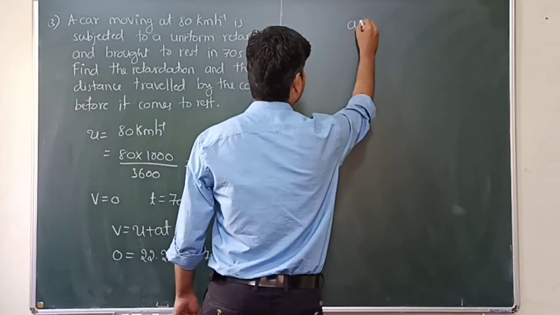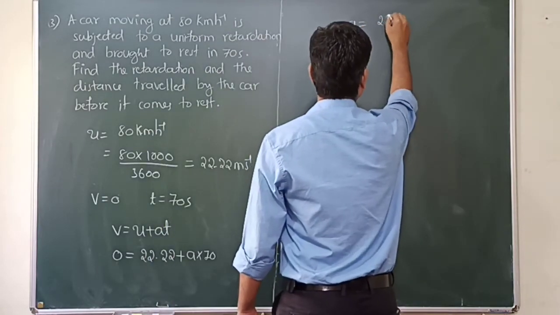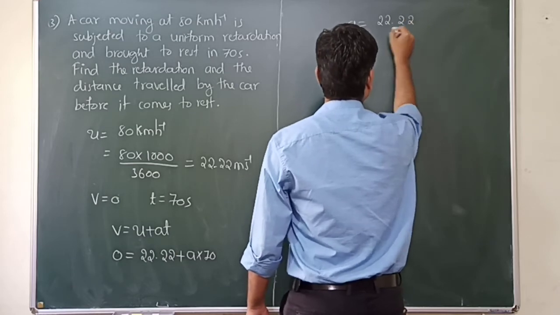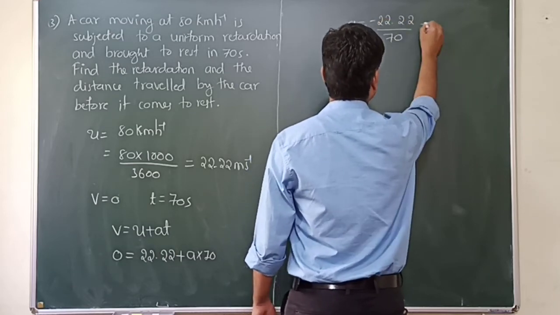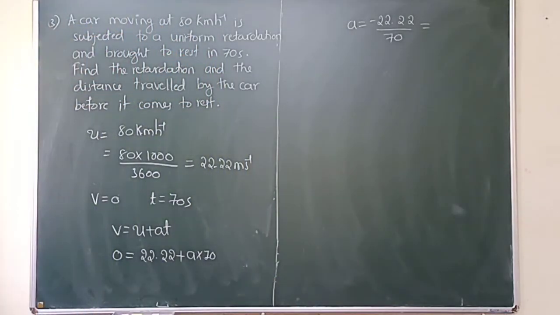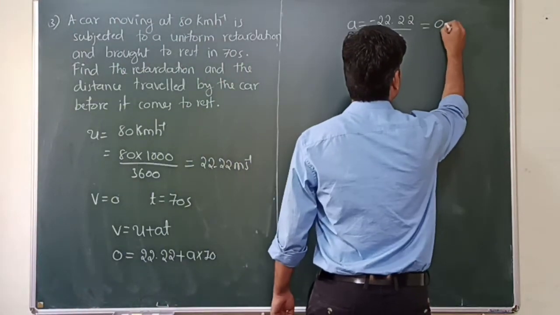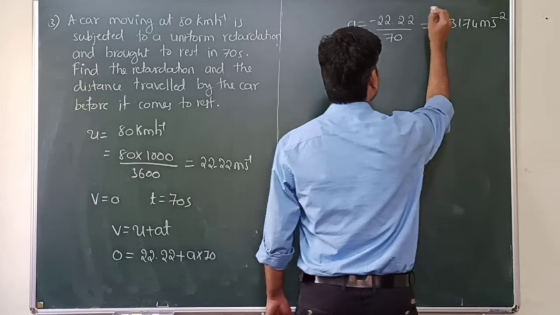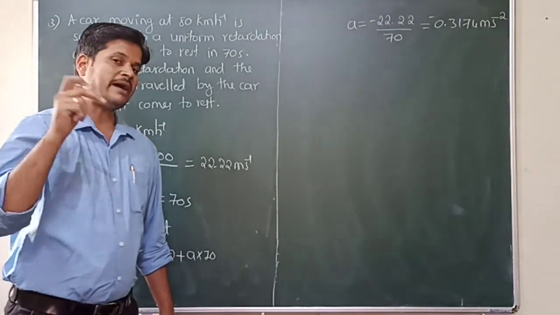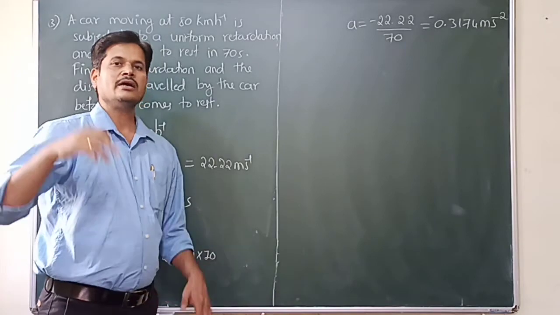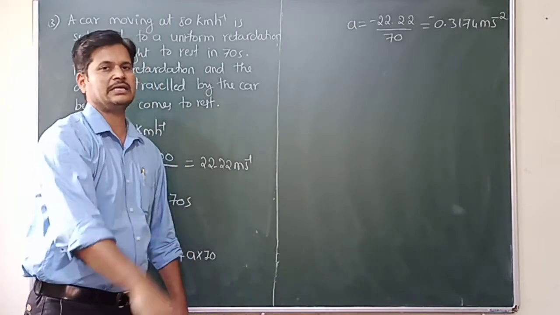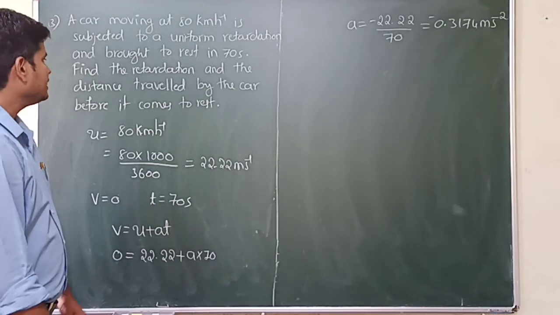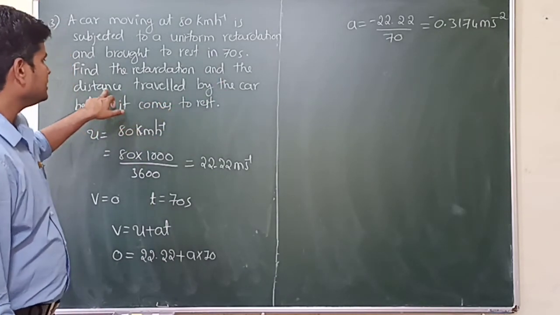Simplify the value of a. a is equal to minus 22.22 divided by 70. After the simplification, the retardation value is 0.3174 meter per second square. The answer is minus, because that minus sign indicates the acceleration is retarding, decreasing. Next, what he is asking is the distance traveled.